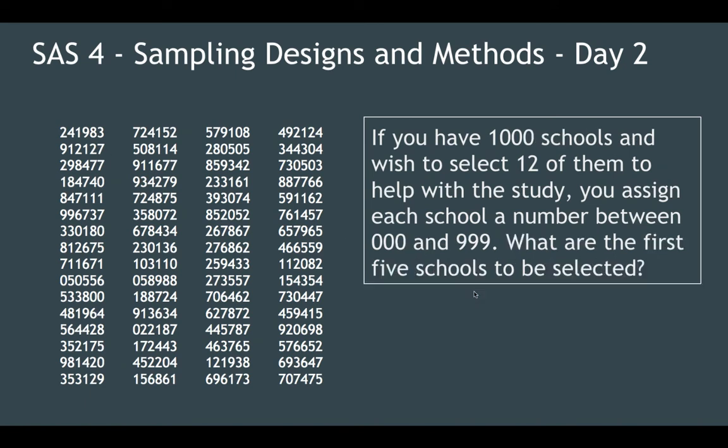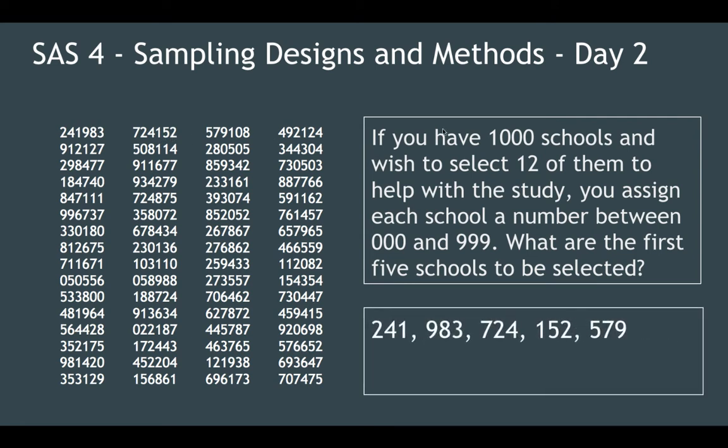What if you had 1,000 schools and you needed 12 of them? You assign each school a number between 000 and 999. What are the first 5 of the 12 schools to be selected? Let's see. 241, 983, 724, 152, and 579. There you go. It's that simple, folks.